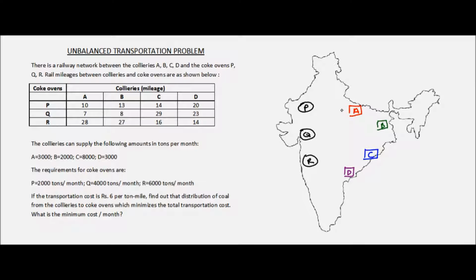and R. Now there is a railway network between these collieries A, B, C, D and the coke ovens P, Q and R. So what this means is that we can transport coal from any of these collieries to any of these coke ovens. Now we have been given the mileage between these collieries and the coke ovens. So from A to P the distance is 10 miles. From A to Q the distance is 7 miles. And from A to R the distance is 28 miles.